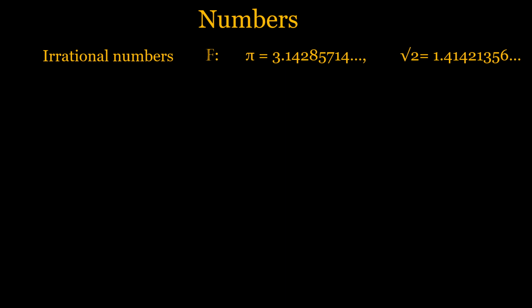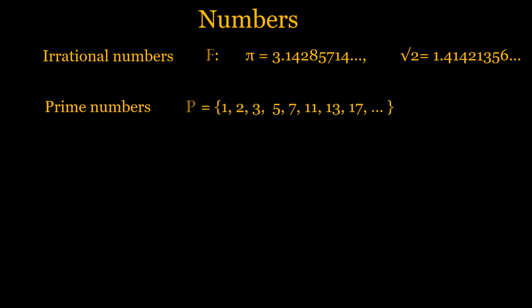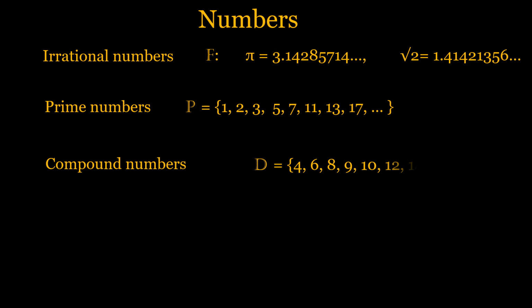and square root of 2, which is equal to 1.41421356 ... Prime numbers are among the natural numbers that cannot be factorized or written as a product of whole numbers without using 1. These are denoted by P, and their set is P equals 1, 2, 3, 5, 7, 11, 13, 17, and so on. Compound or composite numbers are the natural numbers that can be factorized without using 1. There seem to be no letter assigned to denote them. Let's denote them with D. The set of compound numbers includes 4, 6, 8, 9, 10, 12, 14, 15, and so on.